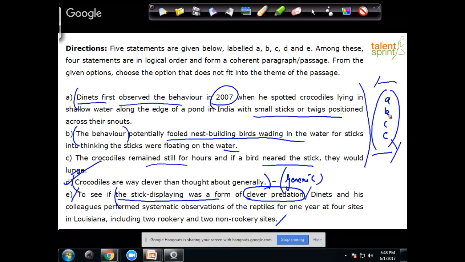I'm not worried about the sequence of this. The sequence can be anything. For me, D is breaking that logical sequence. Okay? Any questions?